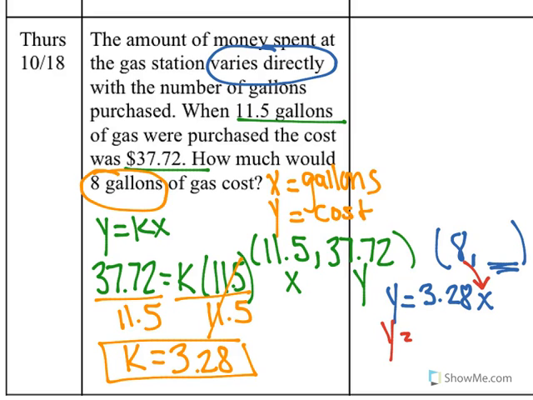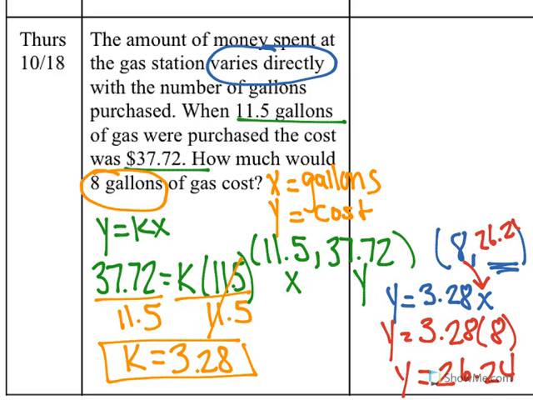So to find my y value, I'm just going to take 3.28 and times it by 8. So I'm going to take the $3.28 it costs per gallon, times it by the 8 gallons I want to buy, and I get that y, or the cost, is going to be 26.24. So my y value is 26.24, and that's how much 8 gallons of gas would cost.